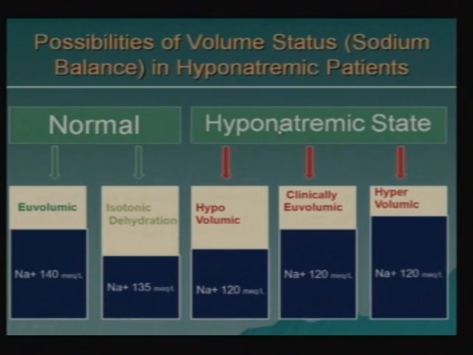In a normal euvolemic person, sodium is 140. The person may get vomiting, diarrhea. There may be isotonic dehydration, and not necessarily the patient may be dehydrated, but he may not be having hyponatremia. He is volume depleted, but not necessarily hyponatremic, unless you give only free water, and then that person may become hyponatremic.